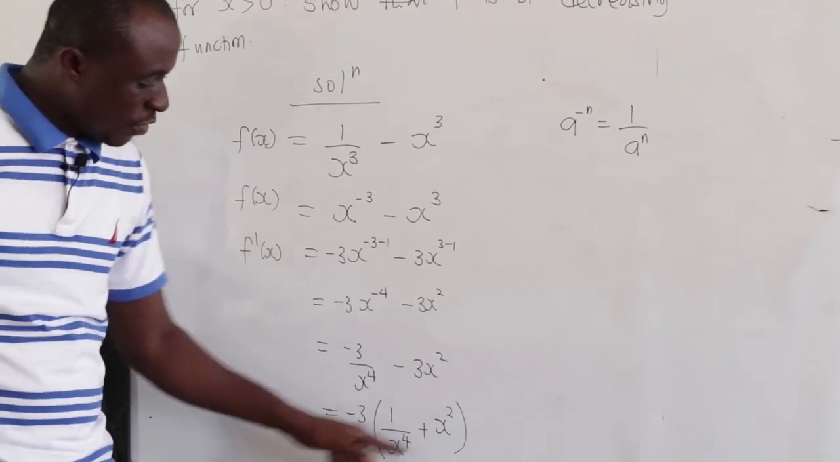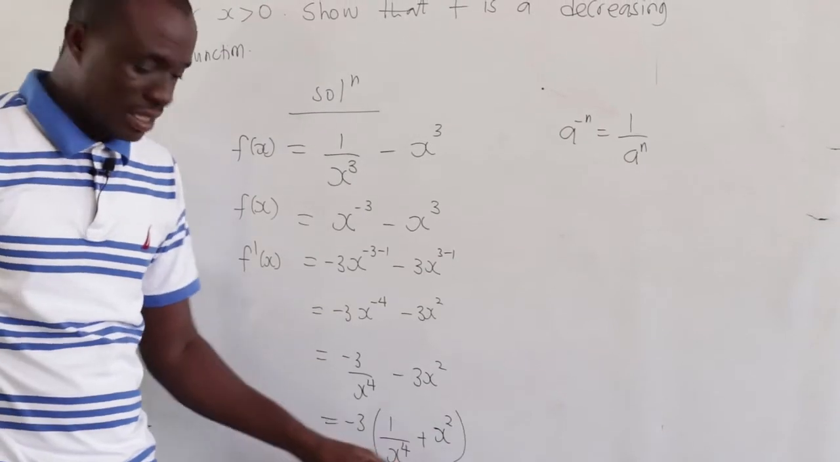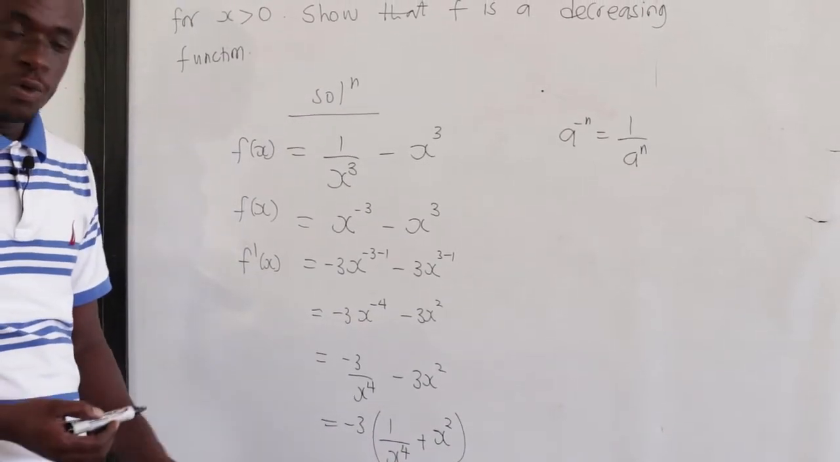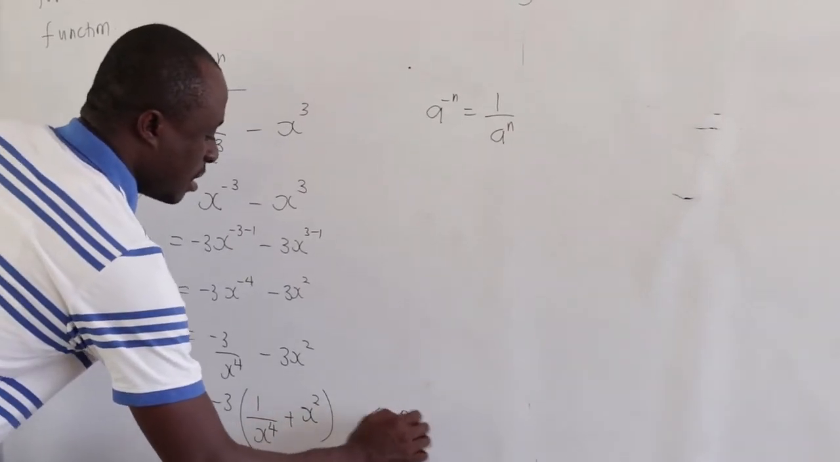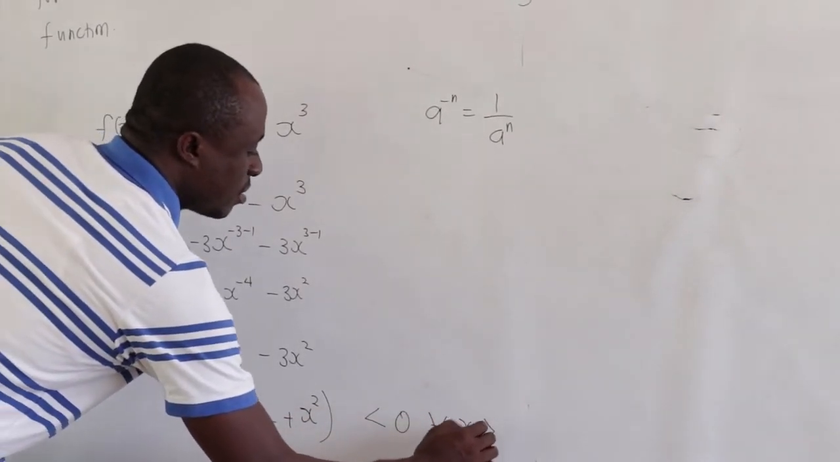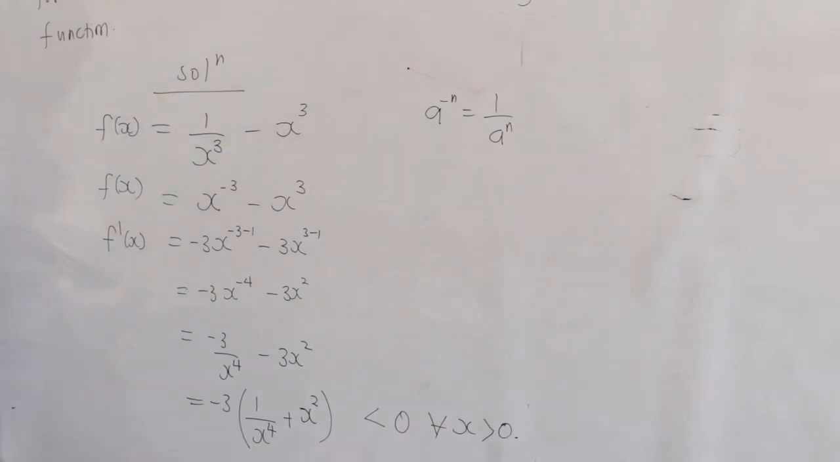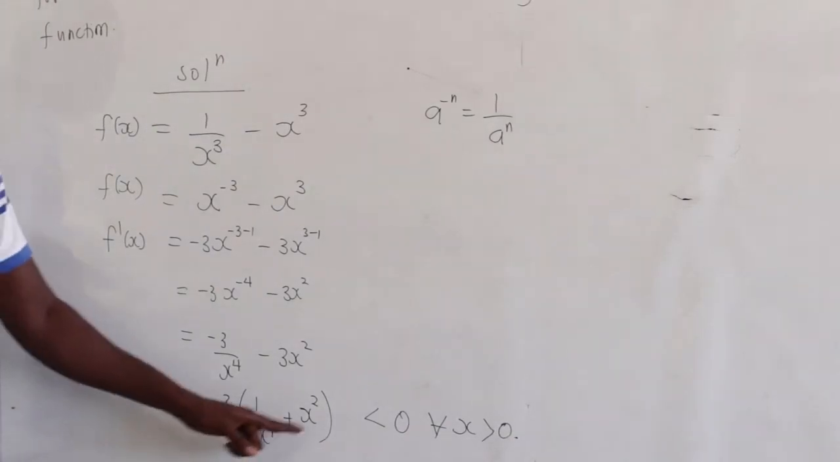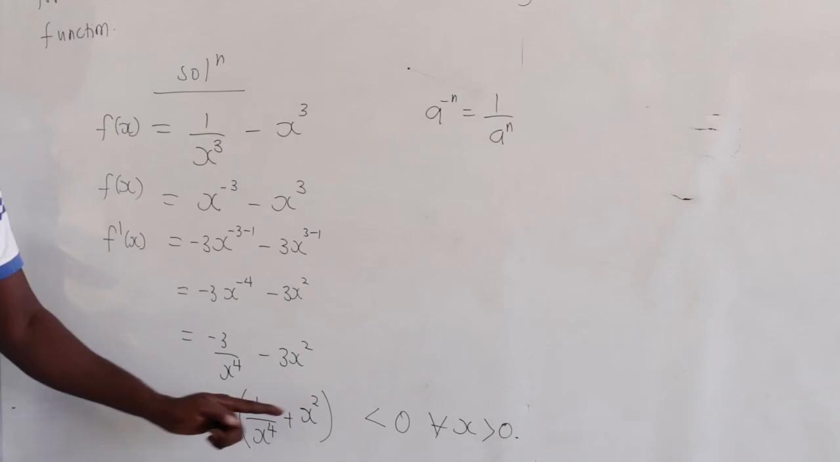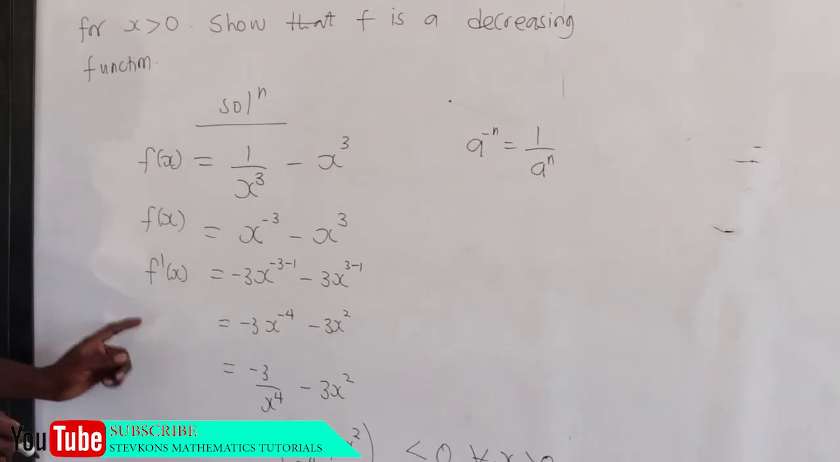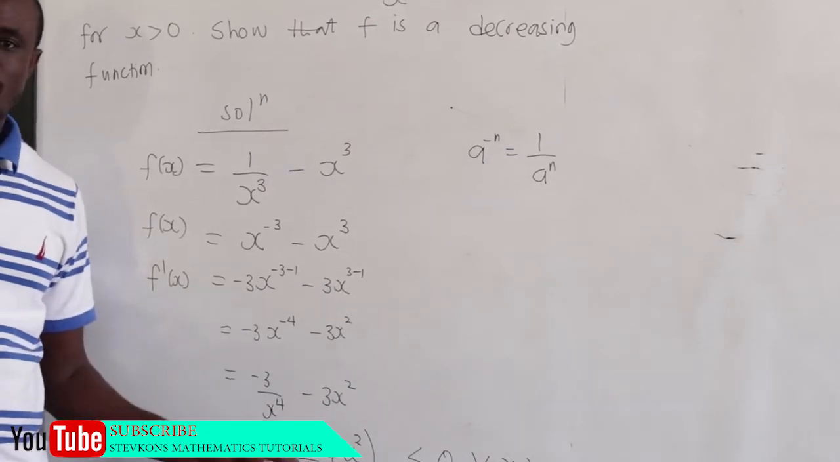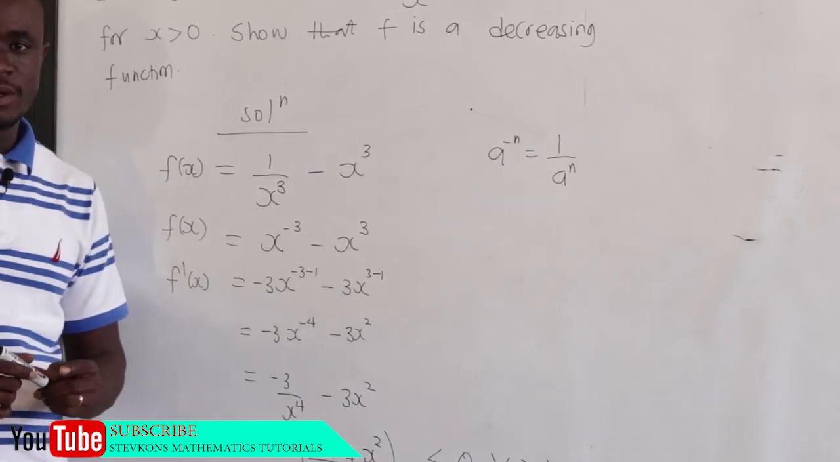For any value of x greater than 0, when you put it in this, it is going to give us a value which is less than 0. So clearly, from here, this is less than 0 for all x greater than 0. Why? We have a negative value here. So whatever we have here, when you multiply by this, we are going to get a negative value. Hence, this is a decreasing function. We are being told to show. So here we've been able to prove that this is a decreasing function.